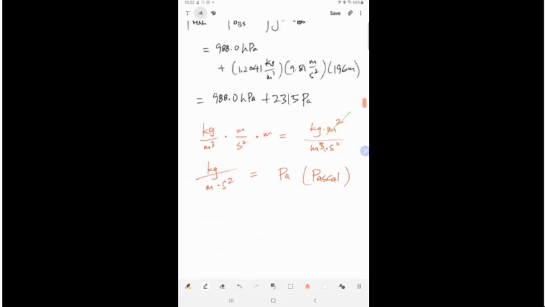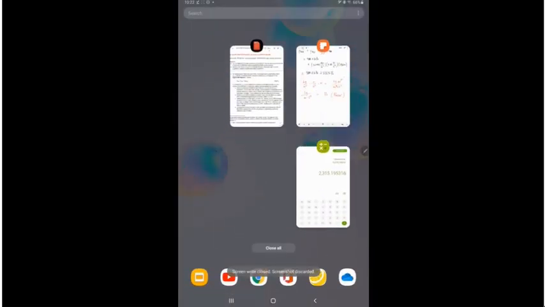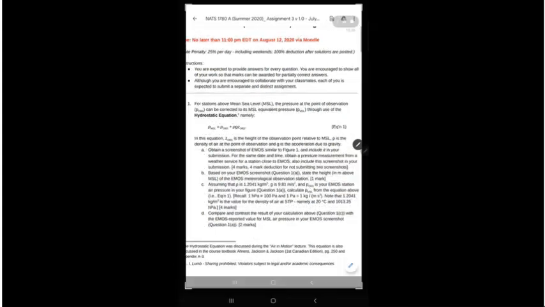Okay, now the astute viewer of this tutorial will notice that we have pascals here and hectopascals here. And in the metric system, we like to use hectopascals as our unit for pressure. So the next thing we have to do is convert between pascals and hectopascals. Now the good news is that conversion was provided to you right here.